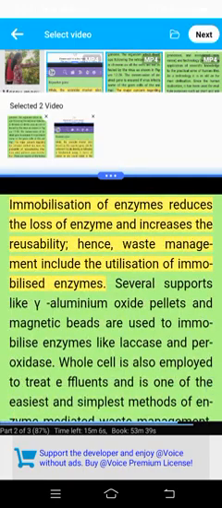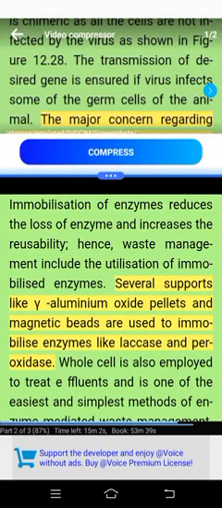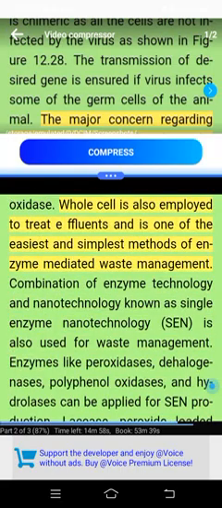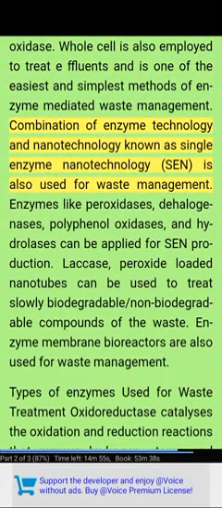Immobilization of enzymes reduces the loss of enzyme and increases reusability. Hence, waste management includes the utilization of immobilized enzymes. Several supports like gamma aluminium oxide pellets and magnetic beads are used to immobilize enzymes like laccase and peroxidase. Whole cell is also employed to treat effluents and is one of the easiest and simplest methods of enzyme-mediated waste management. A combination of enzyme technology and nanotechnology known as single enzyme nanotechnology (SEN) is also used for waste management.